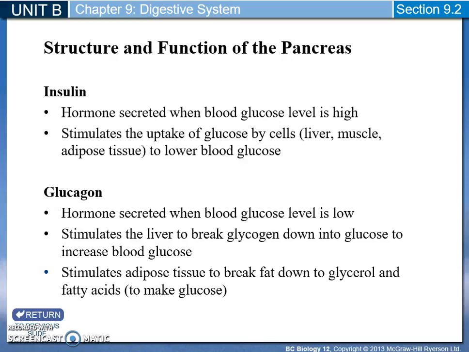As far as the function of these, insulin is a hormone secreted by the pancreas when the blood glucose level is high, and it stimulates the uptake of glucose by the cells, as in the liver, muscle, and adipose tissue, to lower blood glucose. Glucagon is the hormone that's secreted when blood glucose level is low, and this stimulates the liver to break down glycogen into glucose, which increases blood glucose, and it also stimulates adipose tissue to break fat down into glycerol and fatty acids, which are then broken down further to create more glucose.